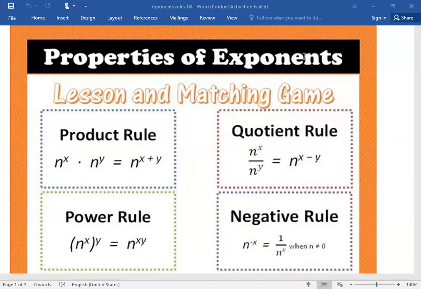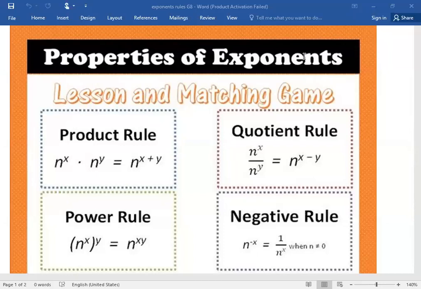Okay, so for the first one, n to the power of x multiply n to the power of y equals n to the power of x plus y. Why? Because we have what, grade 8? Because we have same base. Okay, because we have same base.